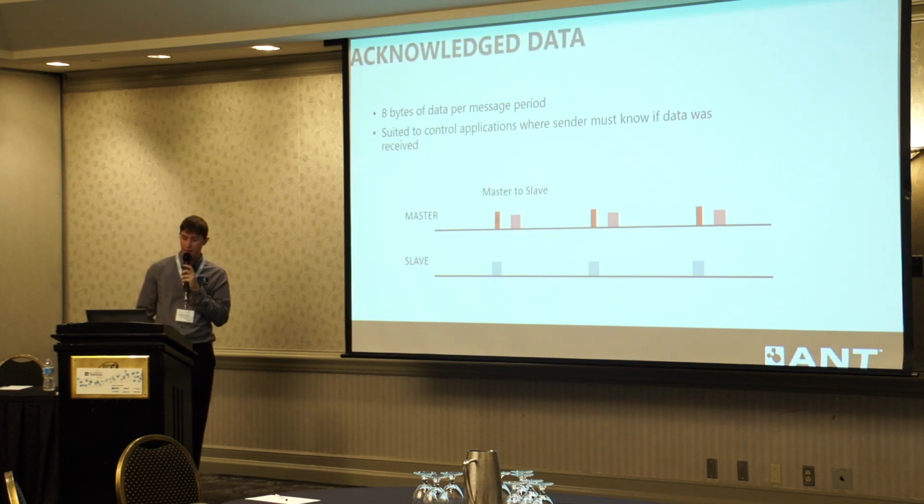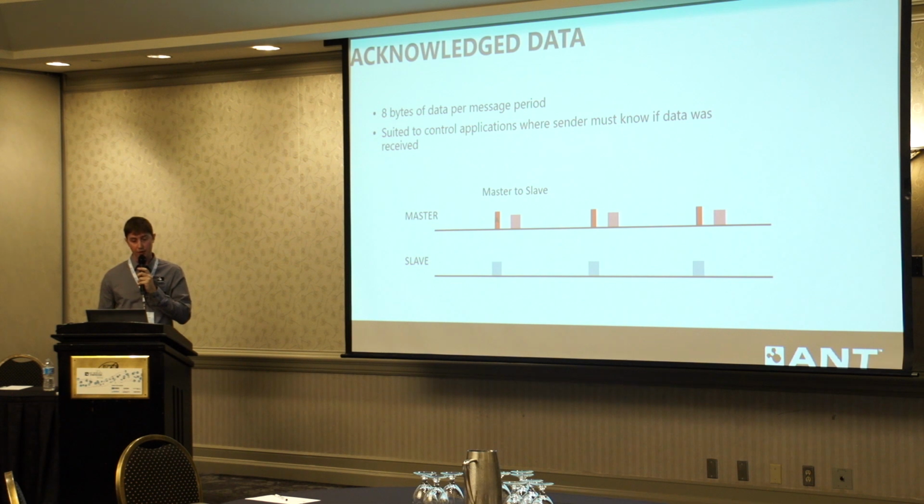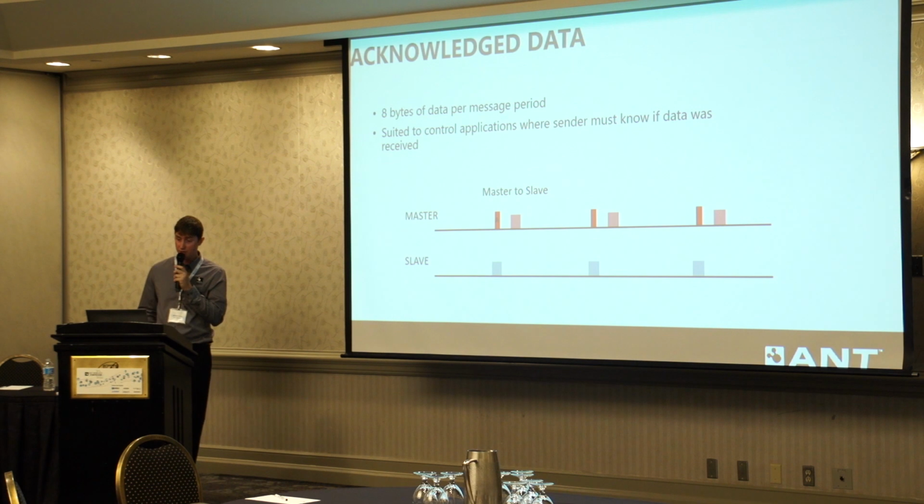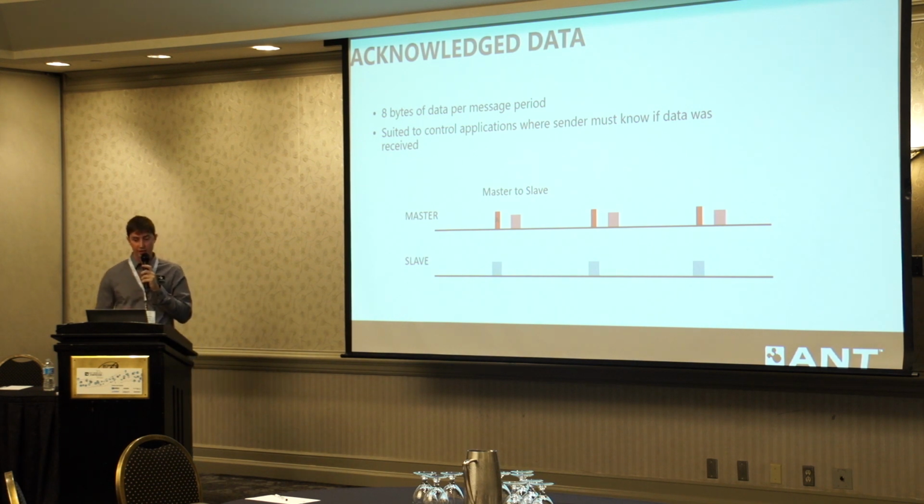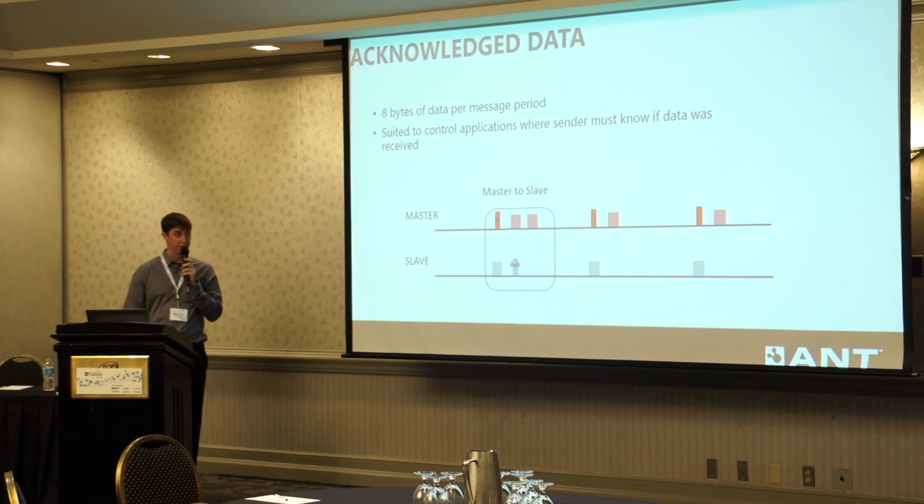Next is acknowledged data. Again, this transmits 8 bytes per message period. This message type is more suited to control applications where the master channel needs to know that the slave has indeed received that message. Let's look at an example here. Here we see the master channel transmitting the special acknowledged message. When the slave receives this, it's automatically going to send the response back to the master during that receive window. And then again, the master channel opens up a second receive window for the coexistence mechanism.